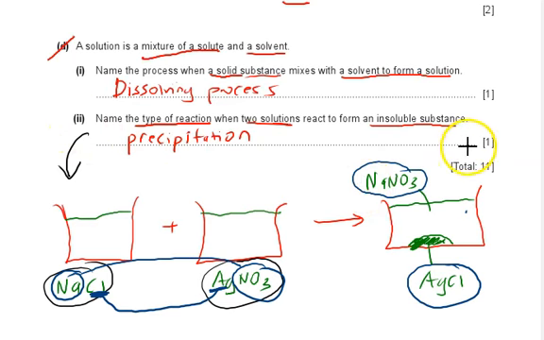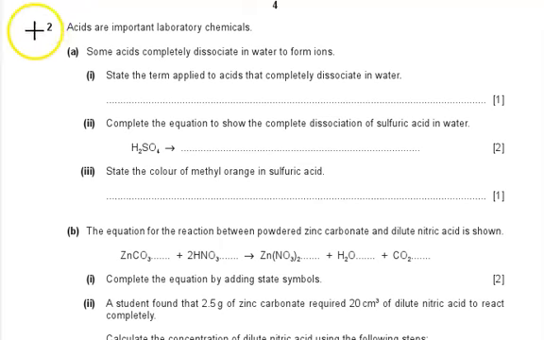So this is the total marks for question number 1. Now let us move on to question number 2. Acids are important laboratory chemicals. Some acids completely dissociate in water to form ions. Here is the key word: completely dissociates. If it completely dissociates, it means it is a strong acid.